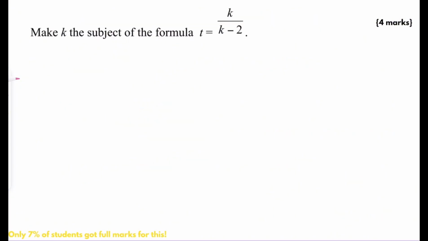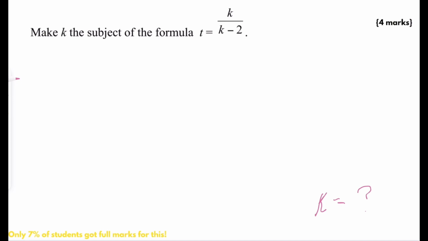So, similar thing, we have a rearranging kind of question. So we have to make k the subject of the formula, and only 7% of students got full marks for this. Okay, so if you think you can do it, have a try, pause the video and then come back. Otherwise, just follow along. So again, we know that to make k the subject of the formula, the answer is going to look something like this: k is equal to something, some sort of formula. So that's what we're going to try and make it look like.